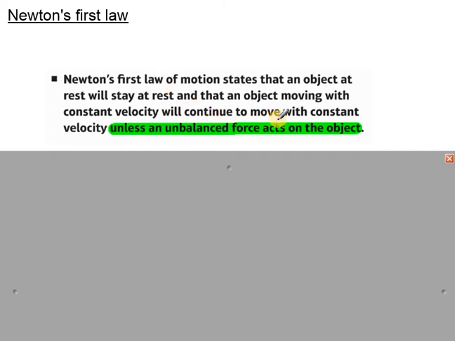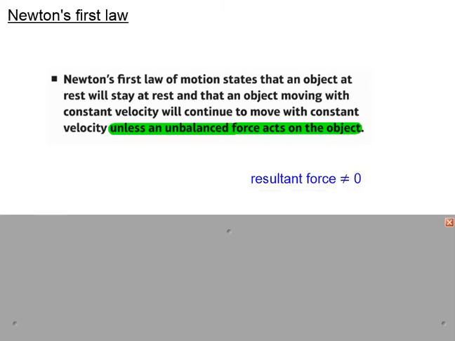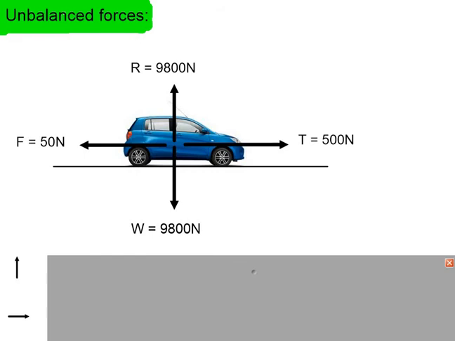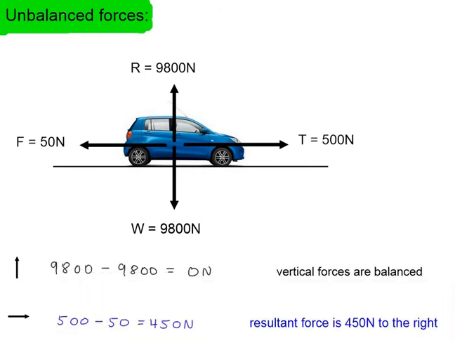Now if an unbalanced force acts on the object, that means the resultant force is no longer 0. So in this example we have balanced vertical forces, but horizontally there's a 500 newton force acting to the right and 50 newtons to the left. Resolving forces horizontally gives a net force of 450 newtons to the right. That's the resultant force there, which means the motion of the car will now change. We will get some acceleration. If the car was stationary, it's no longer stationary.